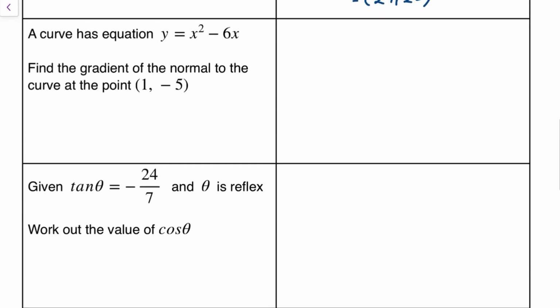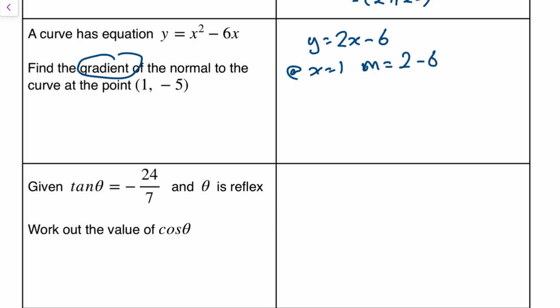Next question. A curve has equation, gives me an equation. Find the gradient of the normal, so it just wants the gradient at the point here. So actually this one's not too bad, is it? So y equals 2x minus 6. At x equals 1, that means the gradient is 2 times 1, which is 2, minus 6, which is minus 4. So the gradient of the normal, negative reciprocal, is a quarter. Question done. Doesn't want the equation, just wants a gradient.